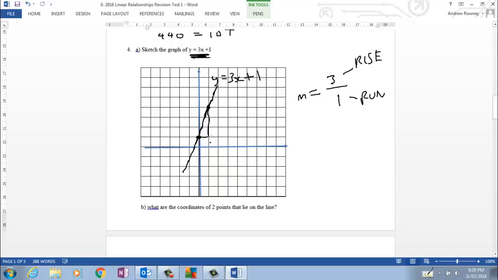Well, you could read them off the graph, or you could actually substitute into the equation. I'll substitute it in. So if x is 0, if you put 0 for x, you have 3 times 0 is 0 plus 1 is 1. So 0, 1 is a point. Let's try 1. If you put 1 there, 1 times 3 is 3 plus 1 is 4. So 1, 4 is another point. And we can see it on here. There is 0, 1. And 1, 4, that's that point there. Those 2 points lie on the line.